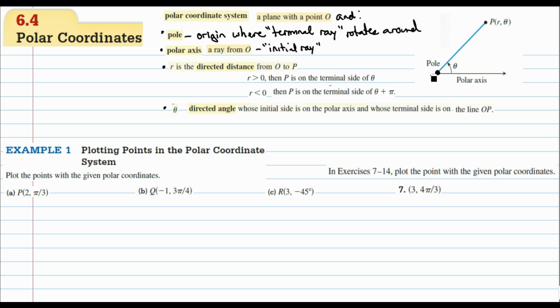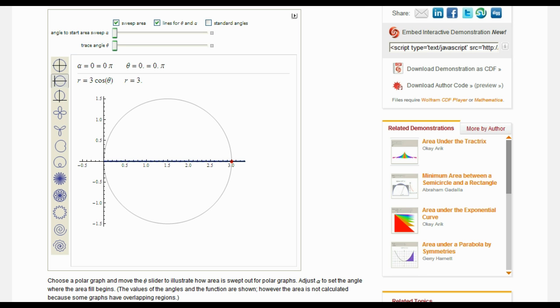So if r is greater than 0, P is on the terminal side. If r is negative, or less than 0, it's going to go the opposite direction. And theta is your directed angle whose initial side is on the polar axis and whose terminal side is on the line OP. So I have a demonstration here that I'll show you to get a better idea.